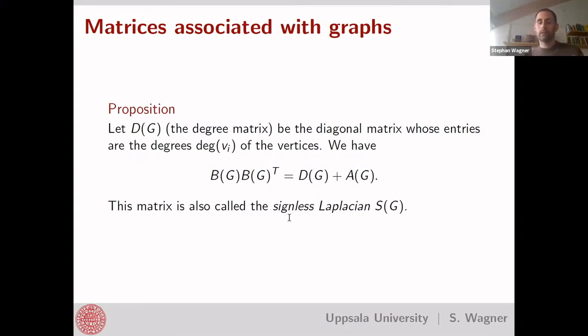And then it's not very difficult to convince yourself that the product always has two parts. The one is basically just the adjacency matrix, and the diagonal consists precisely of the degrees of the vertices.